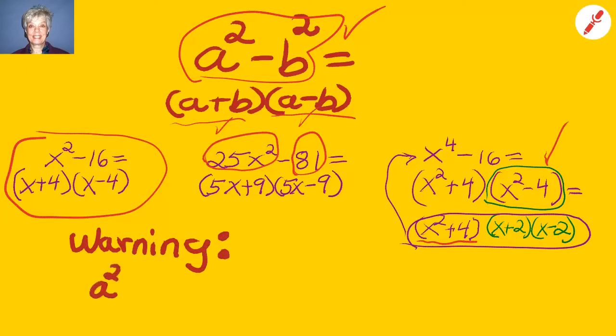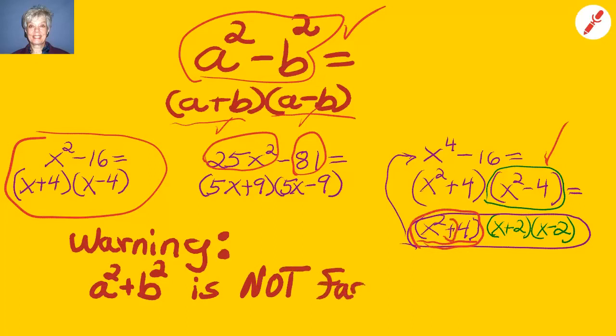Warning! If you have the sum of two squares, that is, if you have a squared plus b squared, that is not factorable. So x squared plus 4 is not factorable because of the plus sign. x squared minus 4 is factorable because of the minus sign.